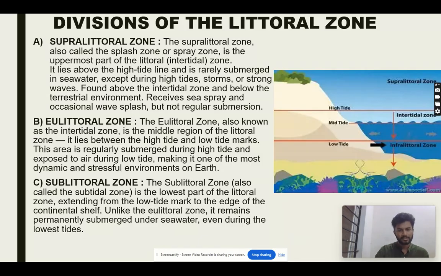Then comes the sublittoral zone, also known as the subtidal zone. It is the lowest part of the littoral zone, the third subdivision, extending from the low tide mark to the edge of the continental shelf. Unlike the eulittoral zone, it remains permanently submerged underwater even during the lowest tides. So as you can see, the infralittoral or sublittoral zone, the lowest part of the littoral zone, is still submerged under the seawater even when the lowest tides are there.